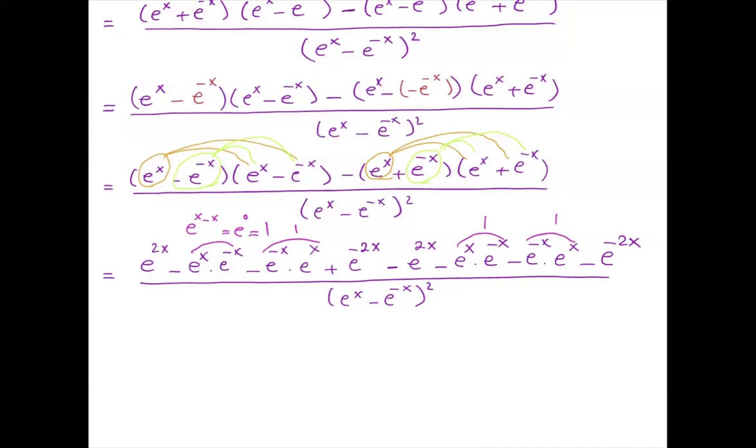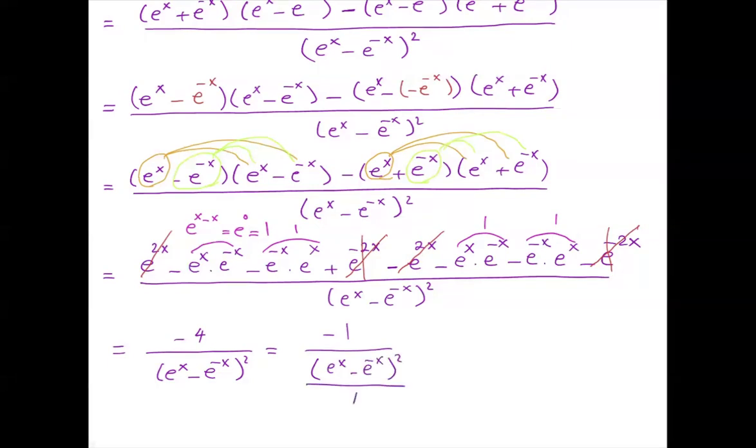So at this point, you can simplify this further as well. Why is that? e to power 2x minus e to power 2x, they get canceled out. And here you have e to power negative 2x and minus e to power negative 2x. These two get canceled out as well. So what's left? We're left with negative 4 divided by e to the x minus e to power minus x to the second power, which can be written as negative 1 divided by e to the x minus e to power minus x to the second power over 4.